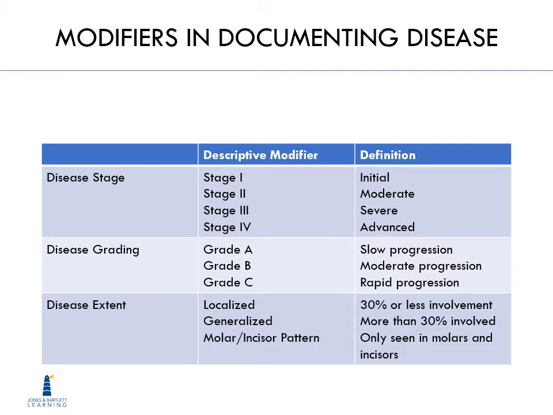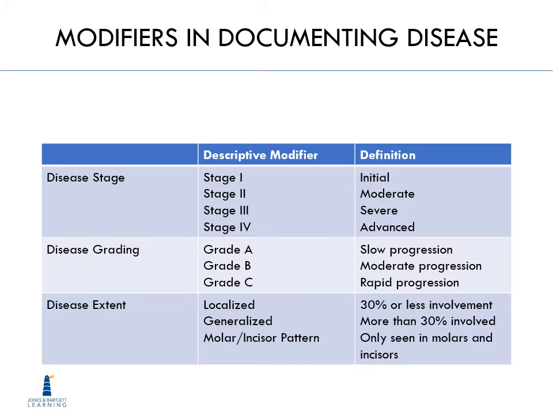So modifiers here, we have the descriptive modifier as far as the stage. We have the stage that we have, and we can use initial, moderate, severe, or advanced. Those can easily replace the words stage 1, 2, or 3. And then disease grading, we can put the words slow progression, moderate progression, or rapid progression, but it's just easier for us if we keep the grade A, B, and C.